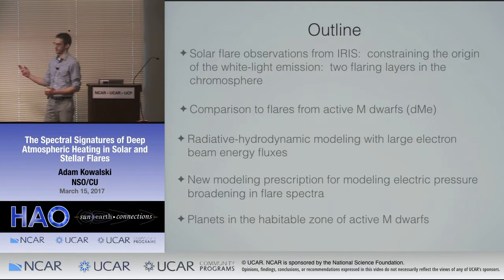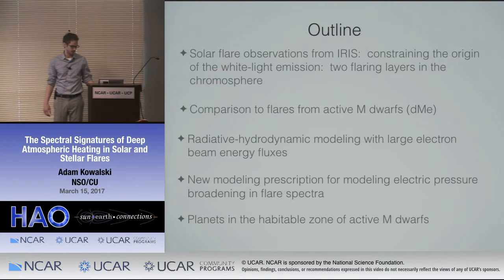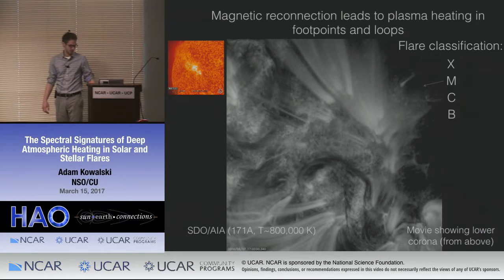For both M-dwarf flares and solar flares, we run radiative hydrodynamic models, 1D models, but we get detailed spectra that we can compare directly to the observations to see if we have all the physics right in our models. And I want to focus on a new result, our new prescription for modeling the electric pressure broadening of the hydrogen lines in flares. Finally, I'll get into a little speculation about what these big flares from M-dwarfs mean for nearby planets.